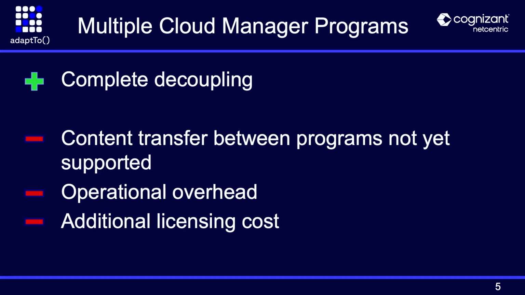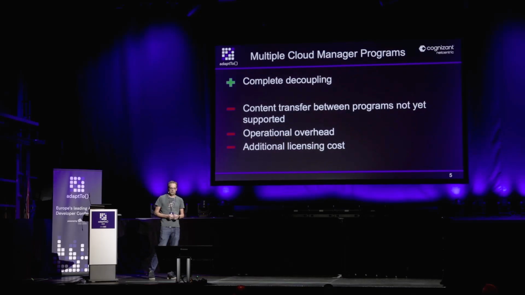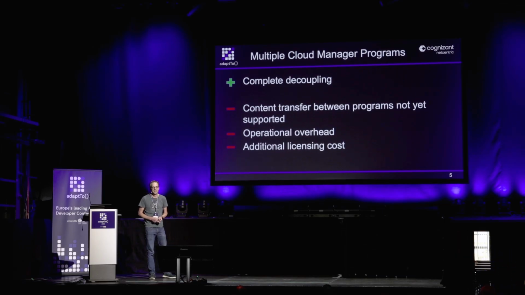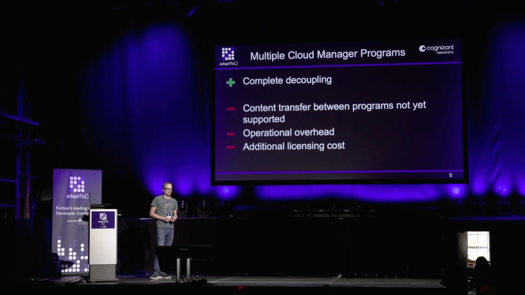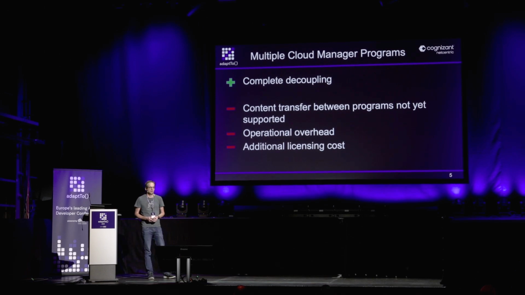Then there's obviously operational overhead of running those programs. Not everything is fully automated usually, so there is in fact some non-negligible operational overhead you should take into consideration. And there are also additional licensing costs. So you have to pay a fee for that. The licensing is not only bound to the amount of incoming requests, but also to the amount of Cloud Manager programs you actually purchase.